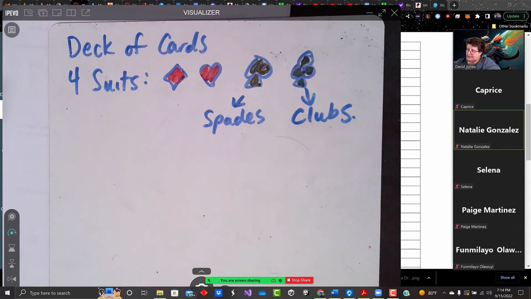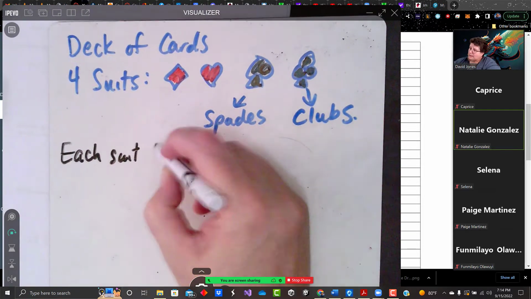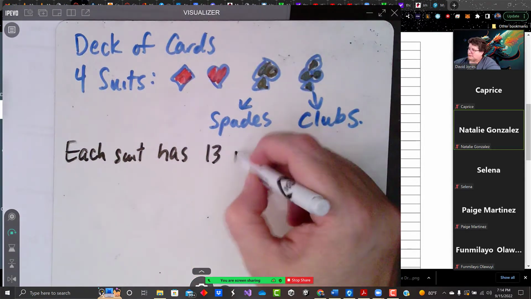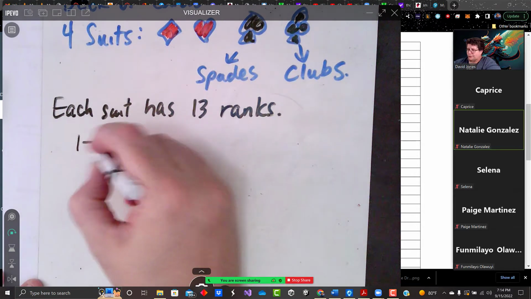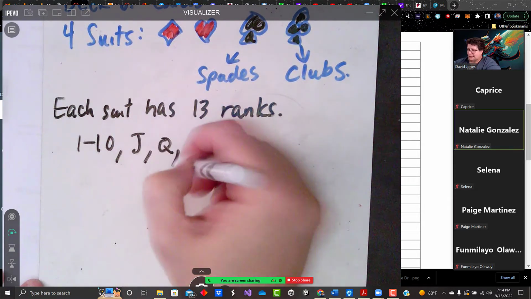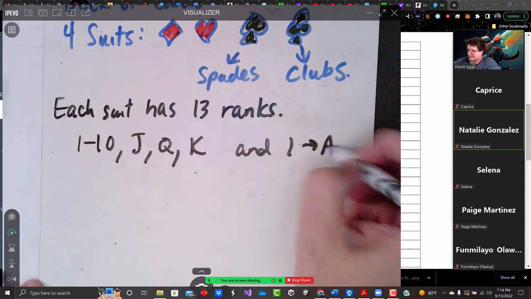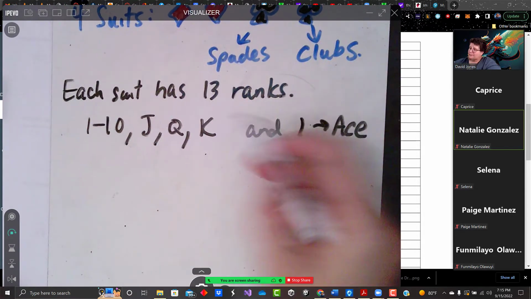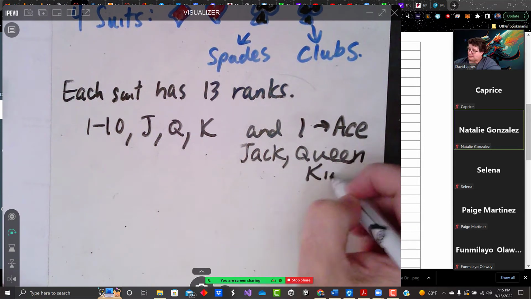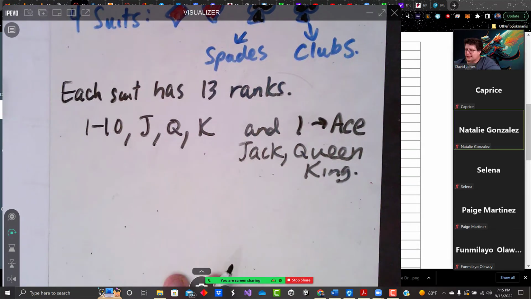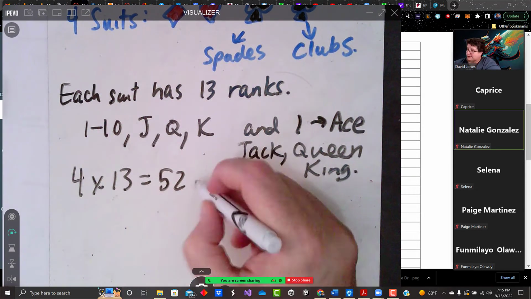Each suit has 13, they're called ranks. One through 10, jack, queen, king. And the 1 is called the ace. And then we've got jack, queen, and king. So there's 4 suits, 13 ranks. That makes 4 times 13 is 52 unique cards.